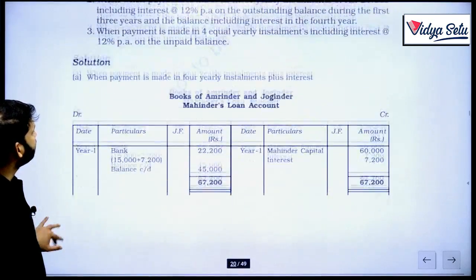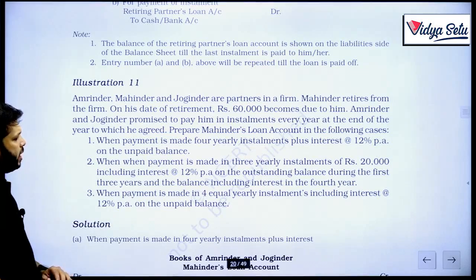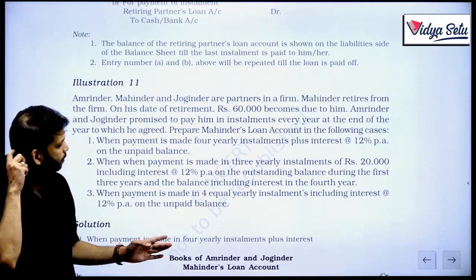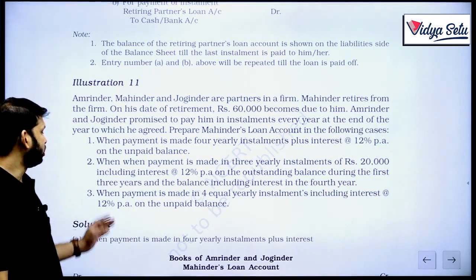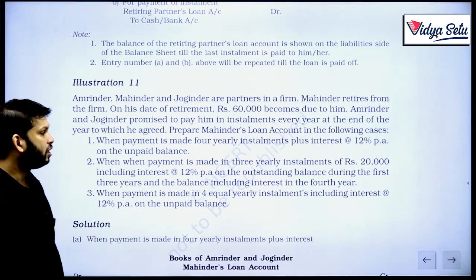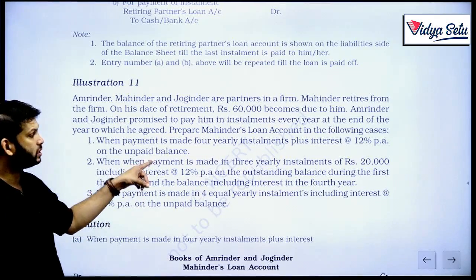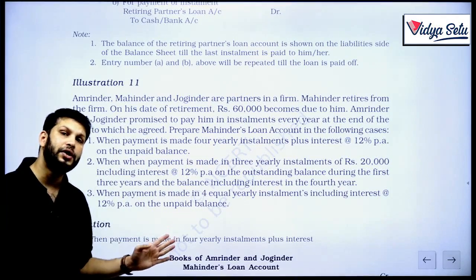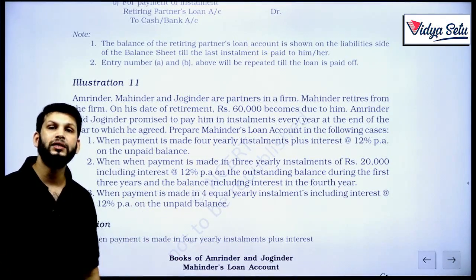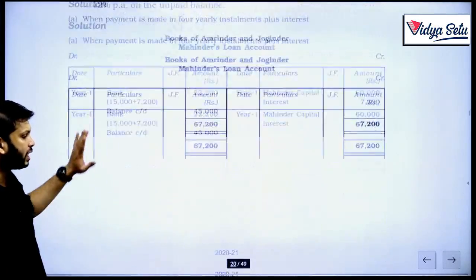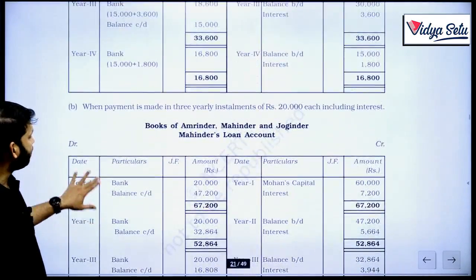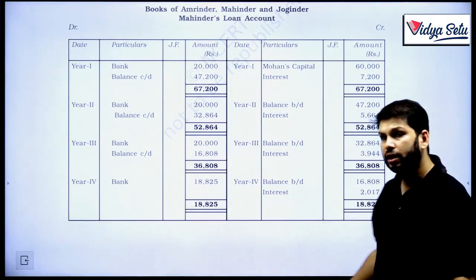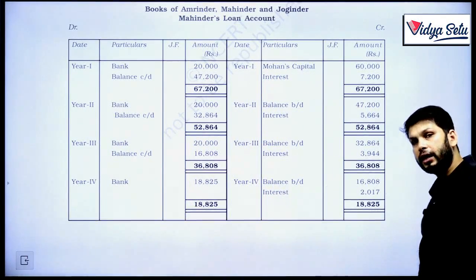The second case is when payment is made in 3 yearly installments of 20,000, including 12% per annum interest on the outstanding balance during the first 3 years, and the balance including interest in the 4th year. So in this 20,000, even the interest is to be included. So we need to understand how much is the interest part and how much is the principal amount, because the interest is calculated only on the principal amount. So see, again 60,000 is coming in from Mahinder's capital account and 7,200 is the entire year's interest.